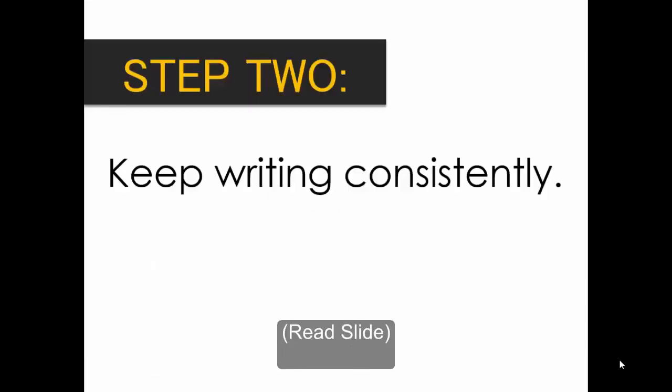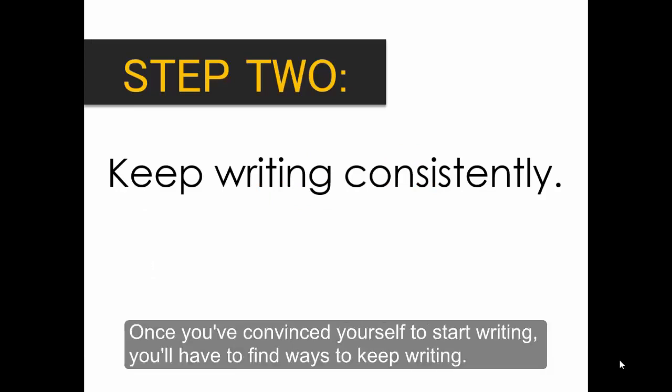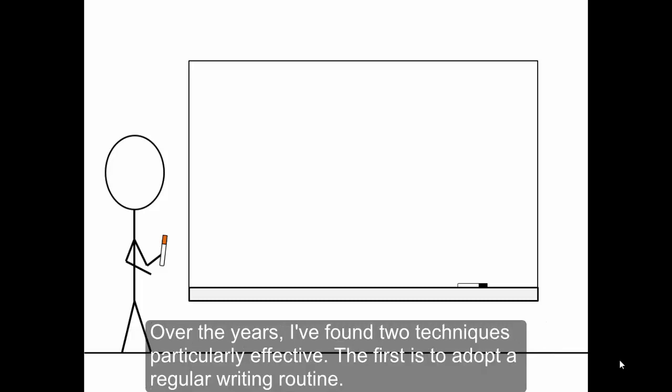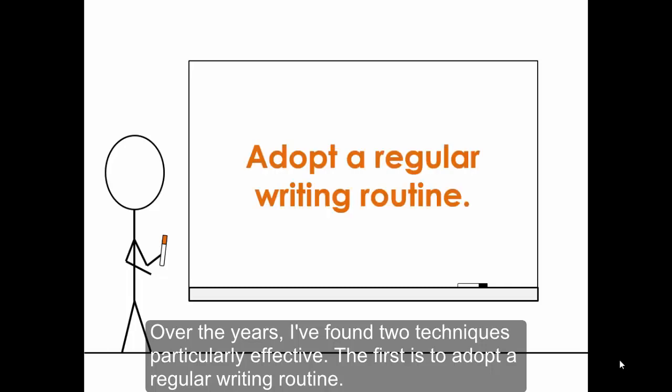Step 2. Keep writing consistently. Once you've convinced yourself to start writing, you'll have to find ways to keep writing. Over the years, I found 2 techniques particularly effective. The first is to adopt a regular writing routine.